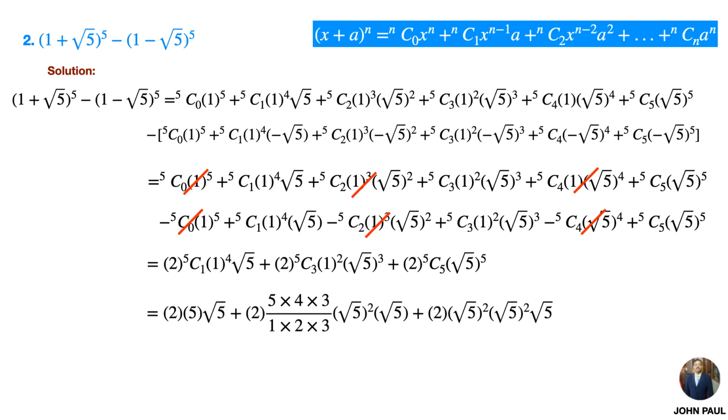By using the combination, now root 5 power 5 and root 5 power cube are given to us. By simplifying, we get 10 root 5 plus 100 root 5 plus 50 root 5. Adding these, 160 root 5 is the answer.